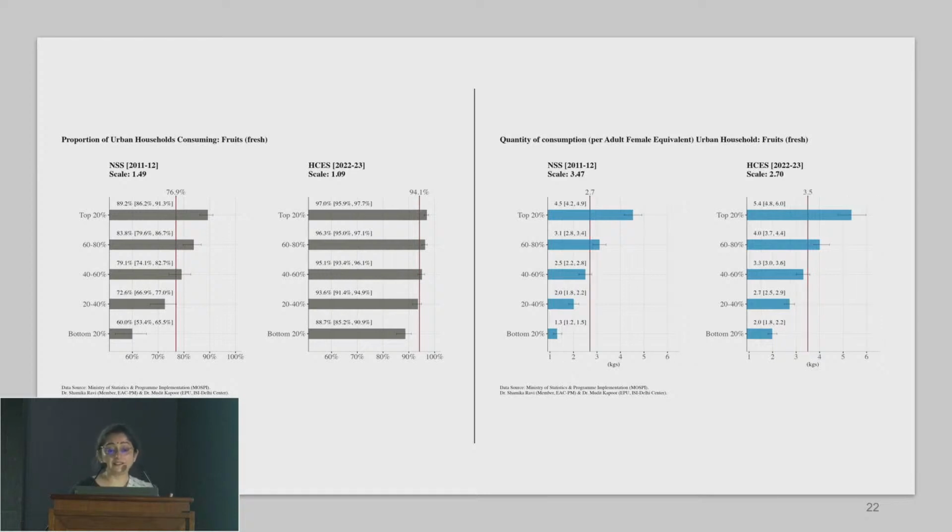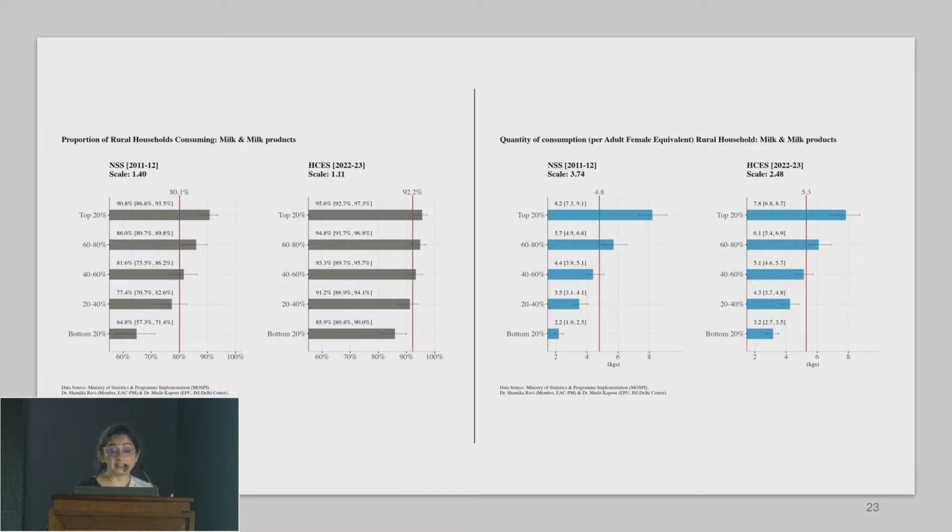You are seeing this for fresh fruits, for urban as well as rural. You are seeing this for milk and milk product. You're seeing big changes, but the biggest changes are at the bottom quintile. In fact, for the bottom quintile, 2.2 liters used to be consumed per month. Now it is 3.2 liters per capita. So there is a massive increase in terms of actual consumption amount.